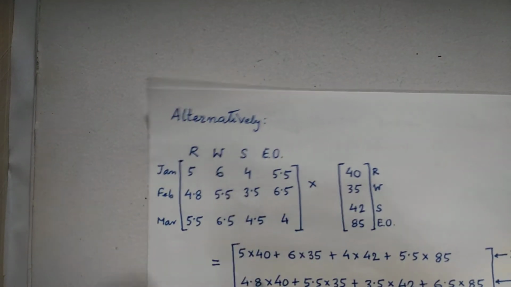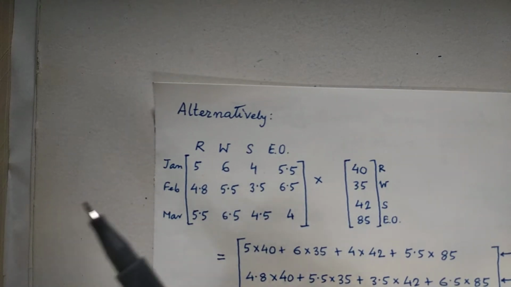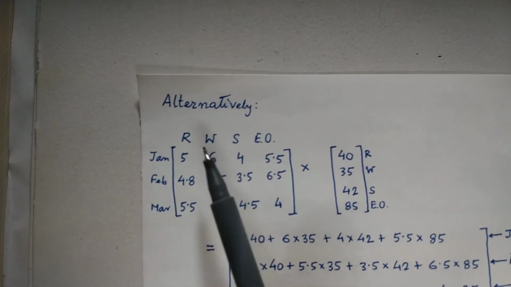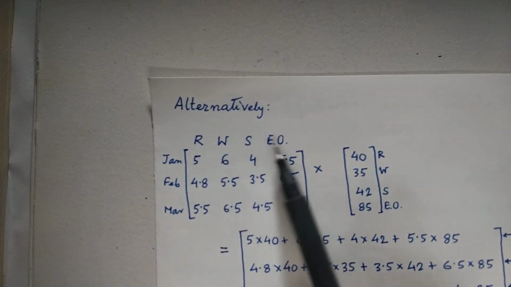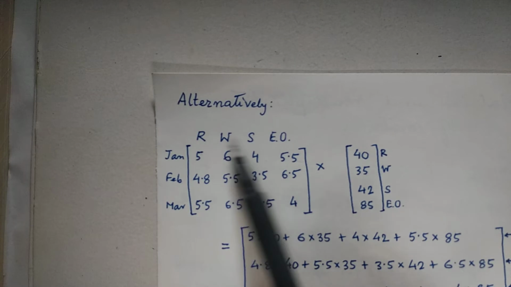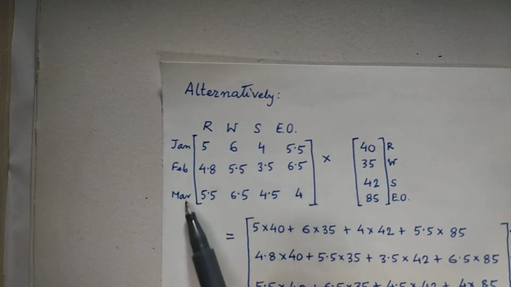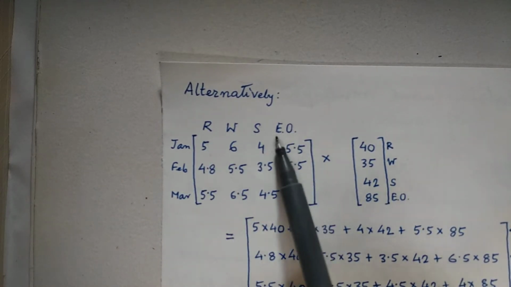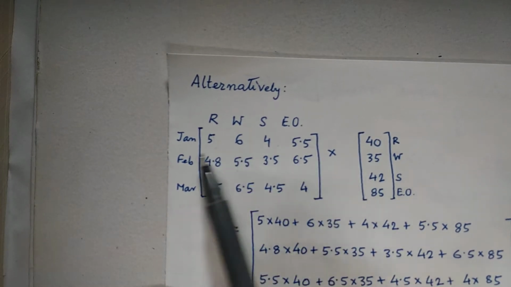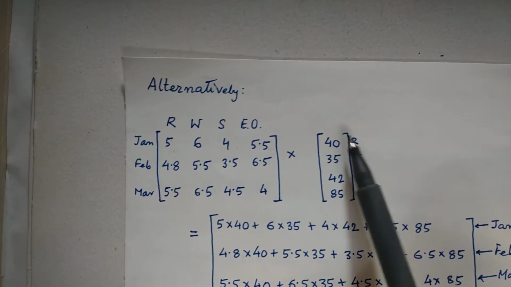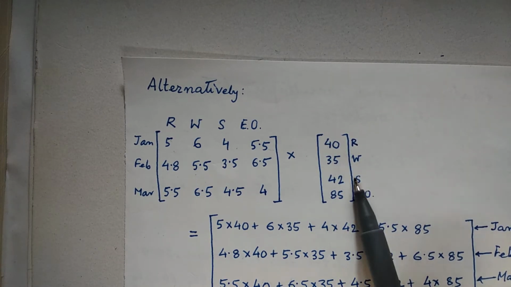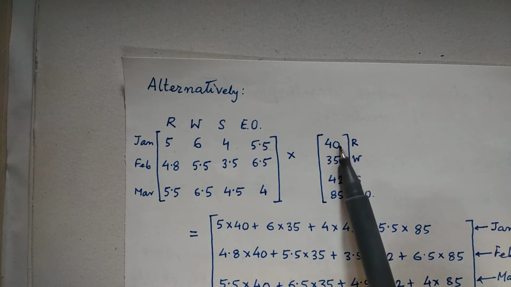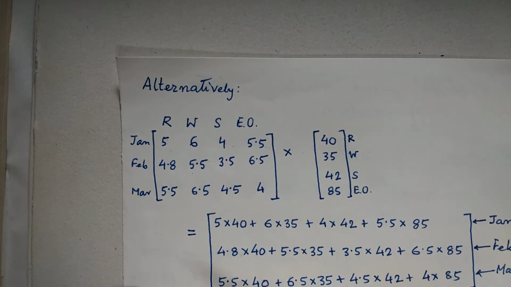We can explain it further in this way. The same tabulation, the same bookkeeping can be done in an alternative way. Suppose we write the consumption matrix in the left side. This is the consumption matrix. January, February, March, rice, wheat, sugar, edible oil. These are the consumption in kilograms. And this is the price chart written in the form of a column. Rice, wheat, sugar, edible oil. These are prices in rupee per kg.